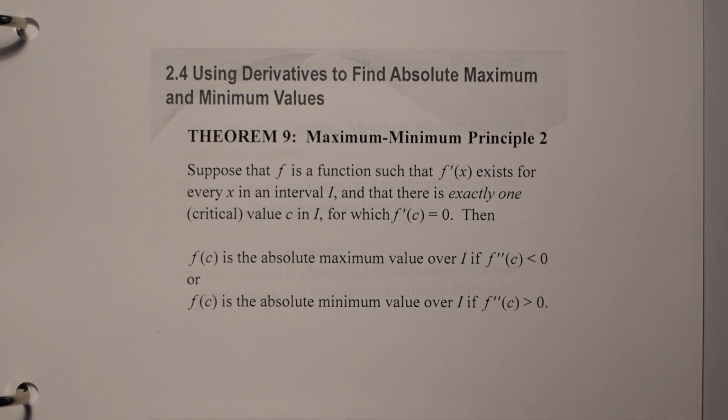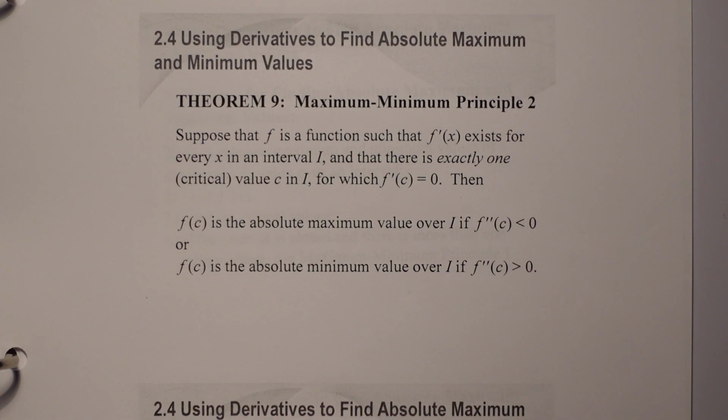Now here's what we have to be careful with. That almost sounds backwards when we read it. But basically what it's telling us is that you can find your critical number just like normal and then actually check it using the second derivative to figure out if it's a max or a min. And that's because the second derivative tells us concavity.